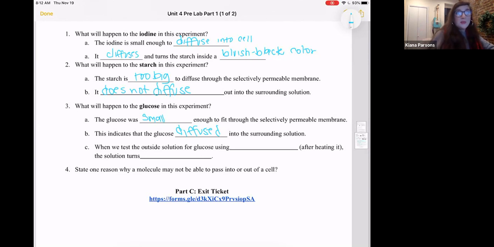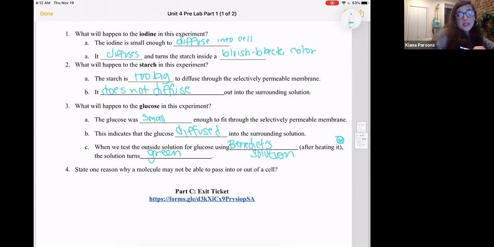When you eat potatoes, it takes longer for your body to get the energy inside the potato to break those chemical bonds. When we test the outside solution for glucose, in the video we watched, they used a different indicator, but we used Benedict's solution. After heating it, right, the hot water bath is needed, the solution turns green. It shows a positive test.